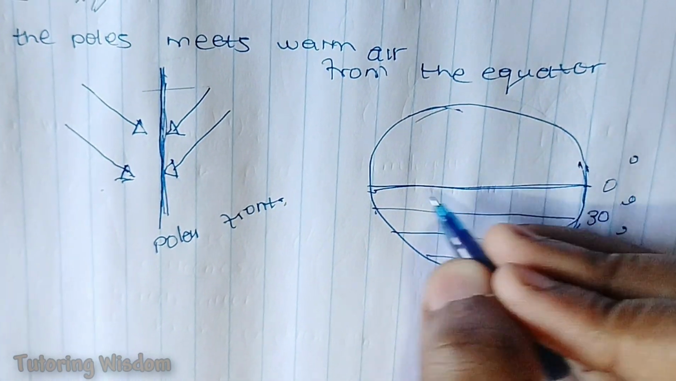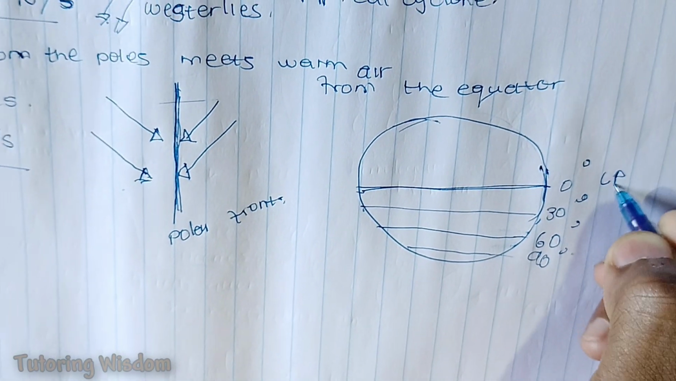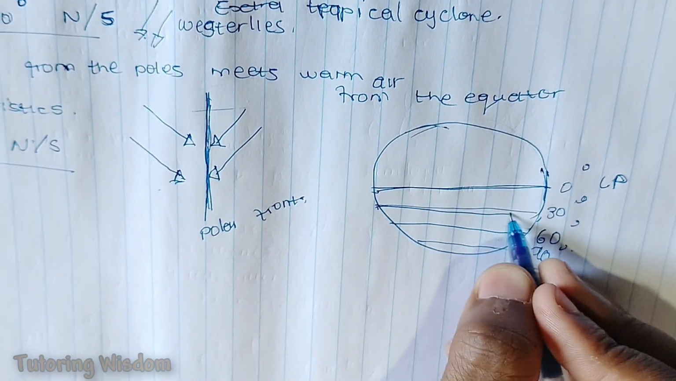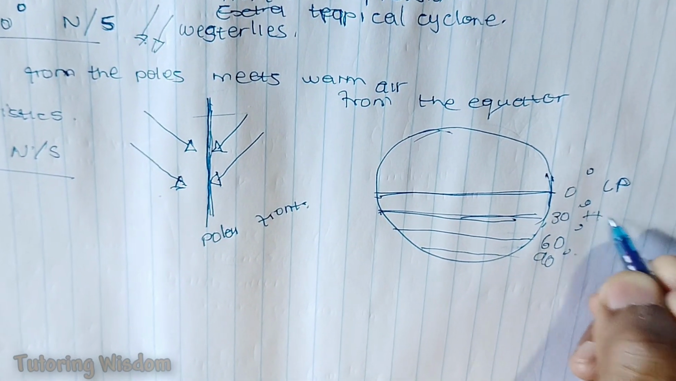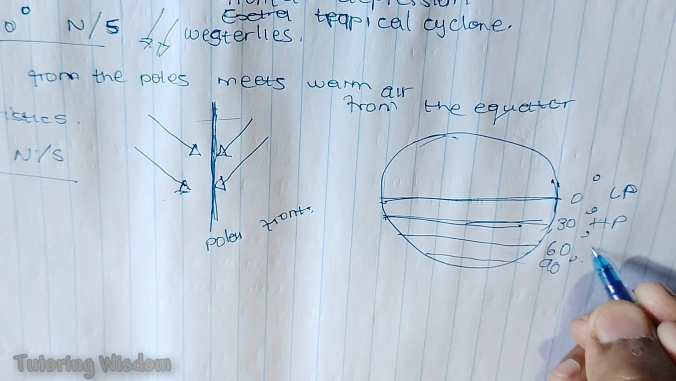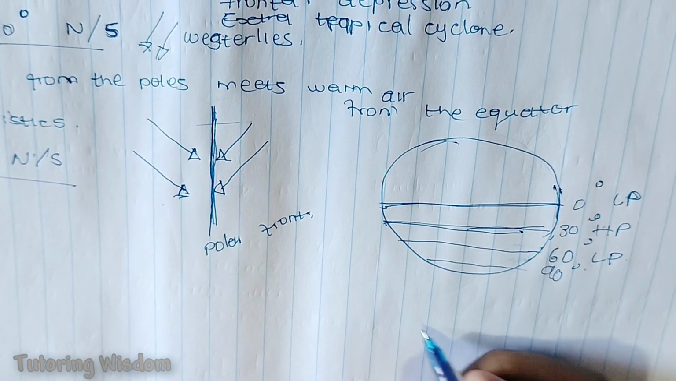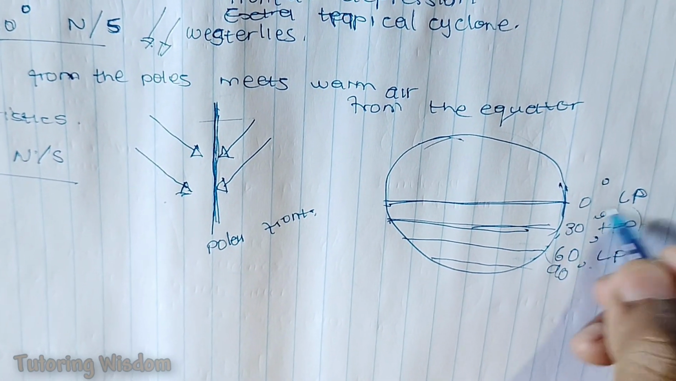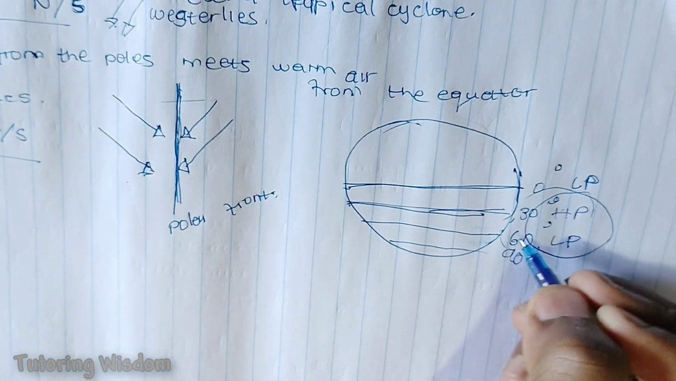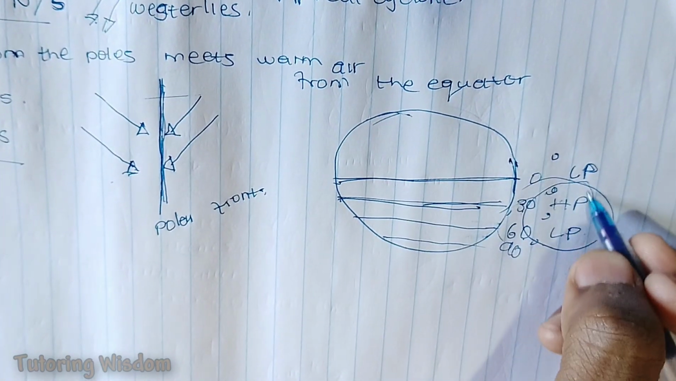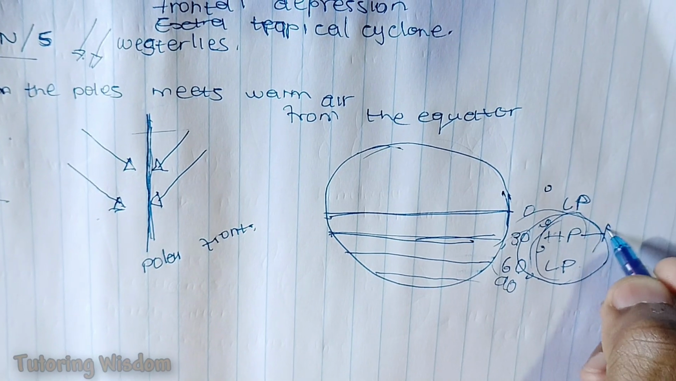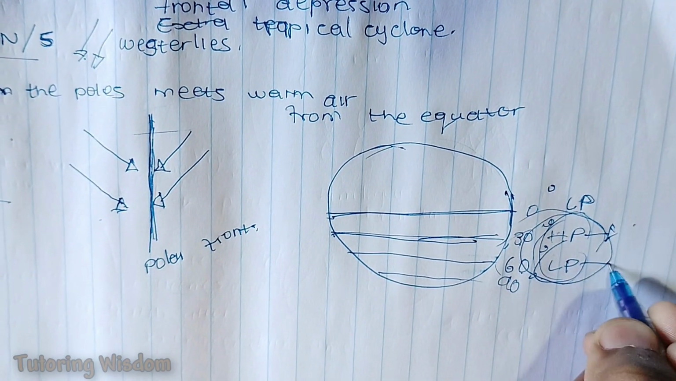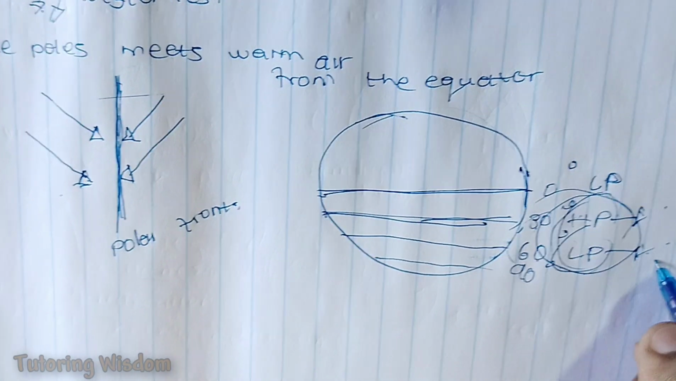Now look at this. At the equator, we already know it's a low pressure. At 30, it's high pressure. At 60, it's low pressure. So they form between these two pressure cells, 30 and 60: the subtropical high pressure cell and the subpolar low pressure cell.